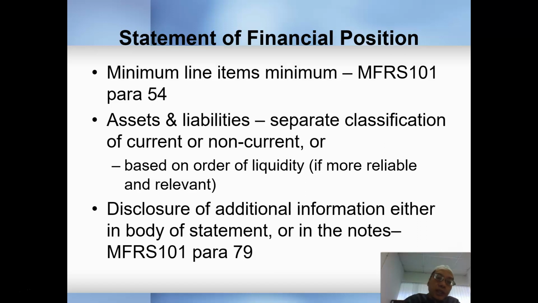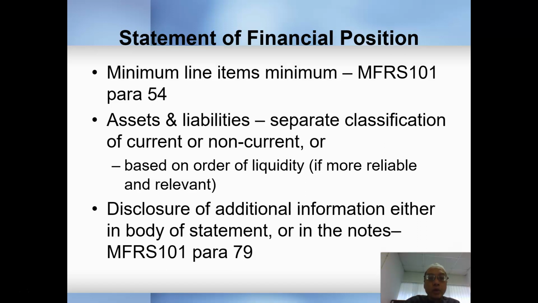Secondly, the assets and liabilities should be classified according to current or non-current. So for assets, there should be current assets and non-current assets. There should also be current liabilities and non-current liabilities. However, if the order of liquidity is more reliable and relevant, companies may choose not to classify the assets and liabilities according to current or non-current.